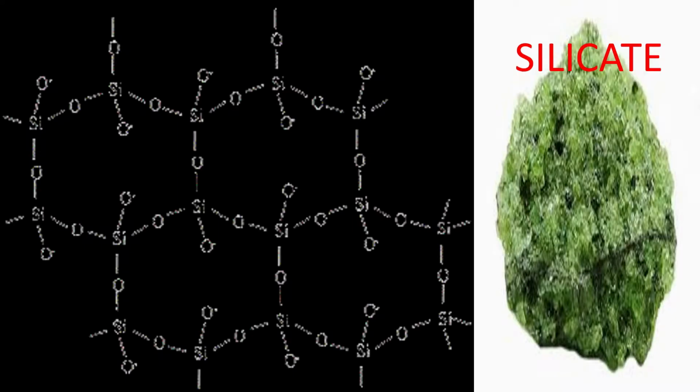Silicate is a wide variety of compounds that share a silicon and oxygen structure. Silicate minerals are the largest and most important class of minerals. They make up 90% of the Earth's crust.